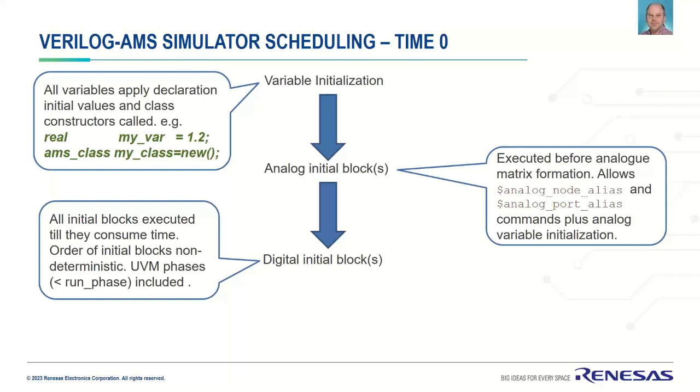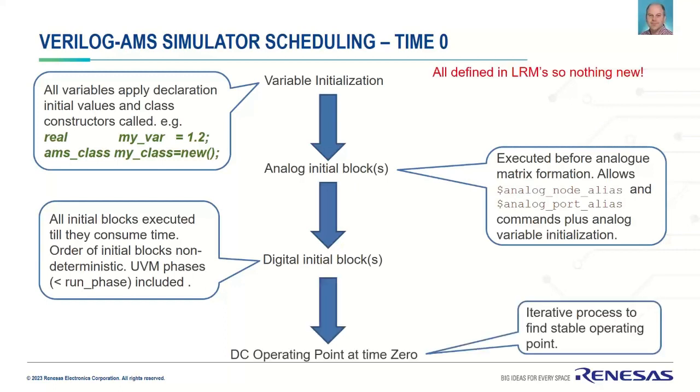Basically, the initial blocks will process until they start to consume time. At the point it starts to consume time, the control is handed back to the analog solver, and the solver will then try and get the DC operating point for the analog circuit based on the digital values. Hopefully your digital values are static and it will get it very quickly. Sometimes they're not, and it's an iterative process. So the best way of doing this is making sure all your analog nets are 0 volts at time 0. You'll get a DC operating point within seconds. Even on some of our biggest chips, I've got it down to about 60 seconds.